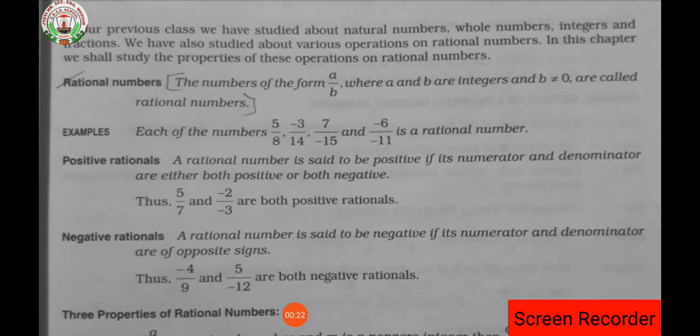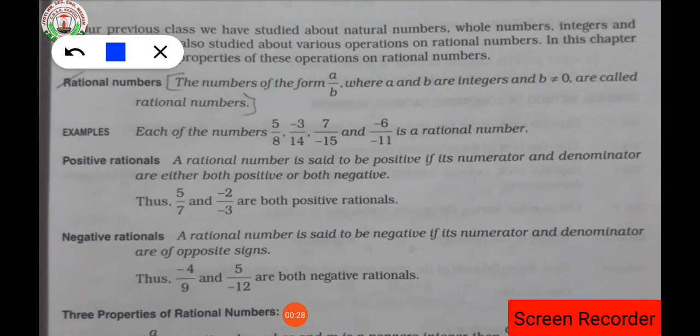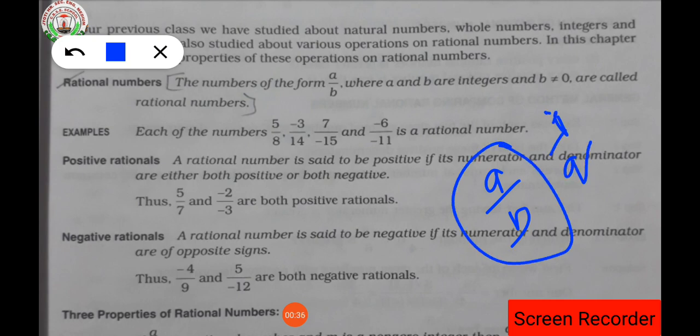Since I have told you that any alphabet in the form of A by B, P by Q or C by D, like this, suppose it is not compulsory that the rational number should be in the form of A by B. It can be in the form of P by Q, or in the form of R by S. Any alphabet from A to Z we can consider.